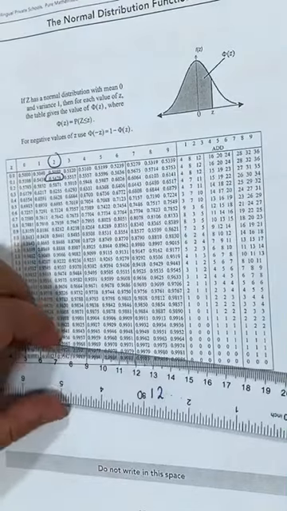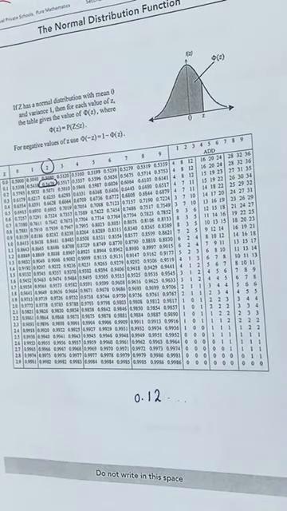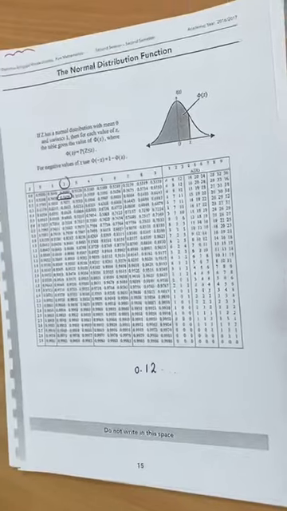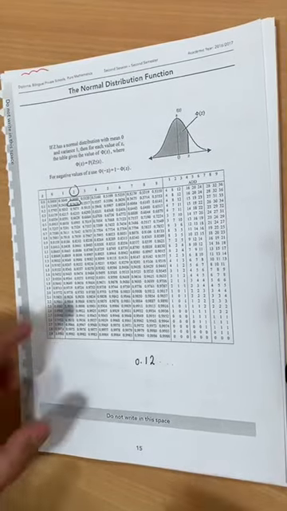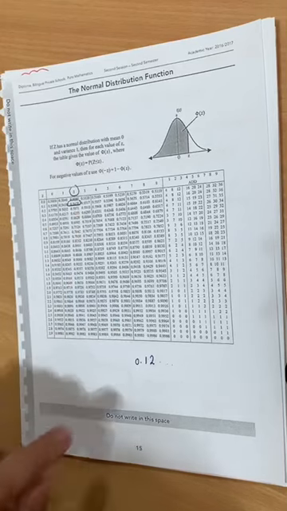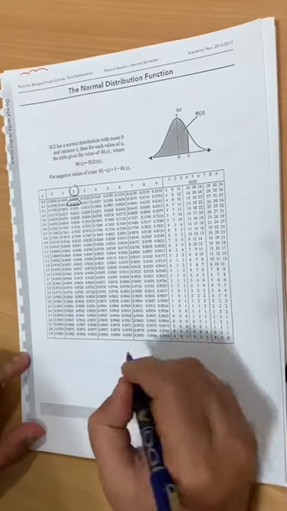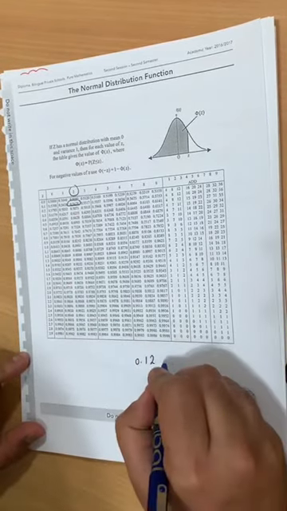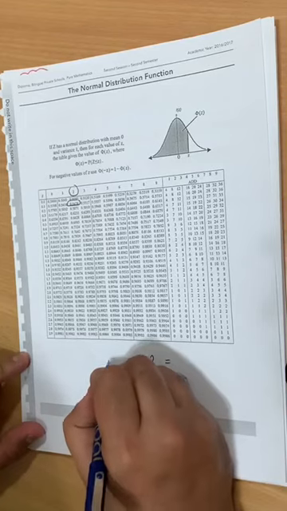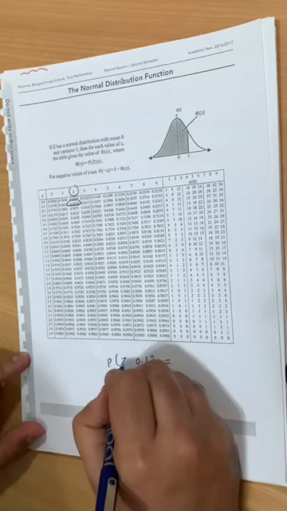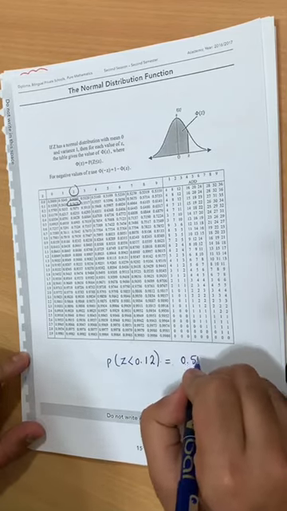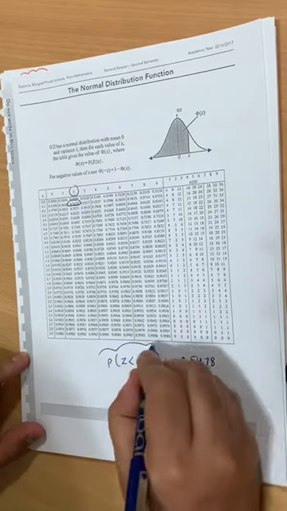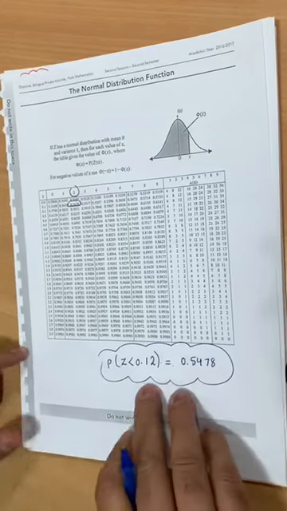So basically, this value is representing the area under the curve. So area under the curve for this value of 0.12, we can write, is equal to probability of Z less than 0.12, which is 0.5478. And we're going to explain that later.